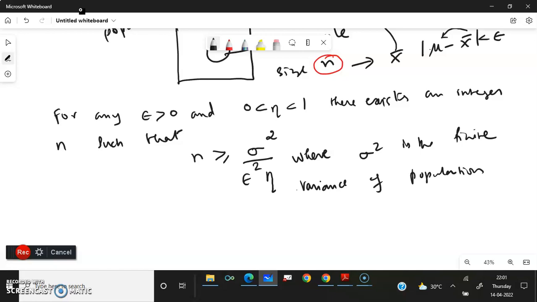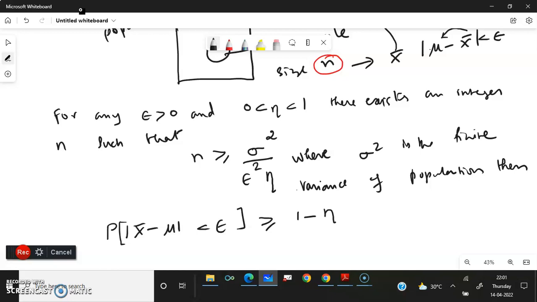So how can you write this mathematically? That is the probability, which means how much it is going to deviate. That is, the distance between x bar and mu should be lesser than epsilon, and this probability should be greater than or equal to 1 minus eta. Eta is a number very close to 0, so 1 minus eta will be close to 1. The probability is close to 1.